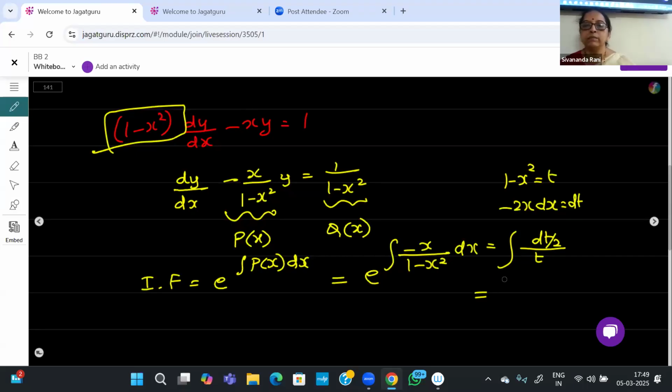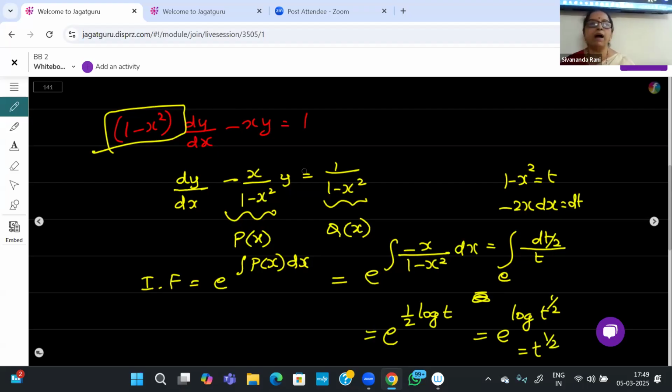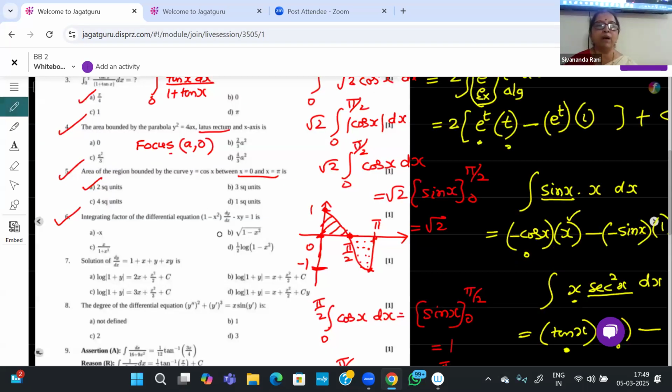That is nothing but, E is still here, right? So E power half of log t. But the multiple of log actually becomes its power. That's why she said the integrating factor is actually t power half, with t being 1 minus x square. So root of 1 minus x square. I'm interested in knowing how many of you got this correct. Root of 1 minus x square is the integrating factor.